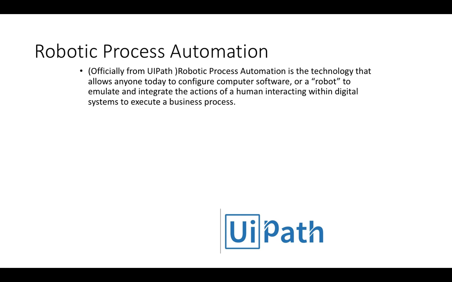Now let's talk about the official definition which you will get from their website. Okay, I'm taking this definition from UiPath, which is one of the RPA tools. The standard definition says robotic process automation is a technology that allows anyone today to configure software, or in RPA terms a robot, that will integrate the actions of a human interacting with digital systems to execute a business process. So ultimately you are going to create a robot that will perform exactly the activities and interactions which we do with the applications, so that we can execute a complete business process.